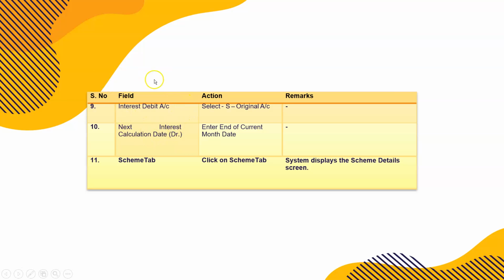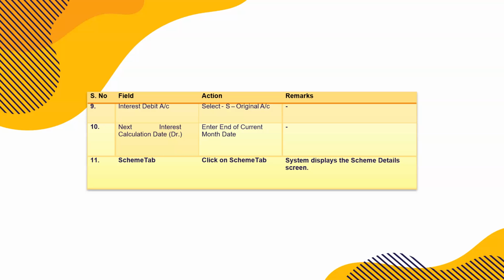We charge interest in a cash credit account. That's why we have to drop down and select S, that is original account, which means interest will be debited in the same account. Otherwise, in certain countries, the provision is there that interest may be taken from some other account, so the customer has that leverage. But in our country, more or less, interest is paid in the same account and interest is charged in the same account. In both cases, it has to be S original here.